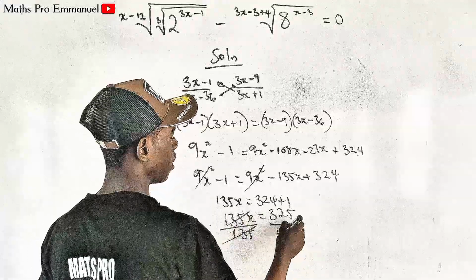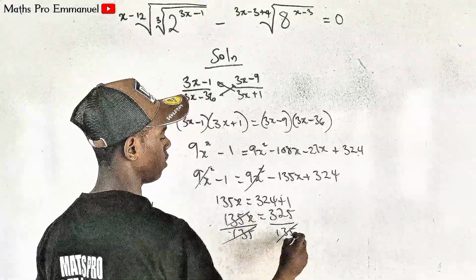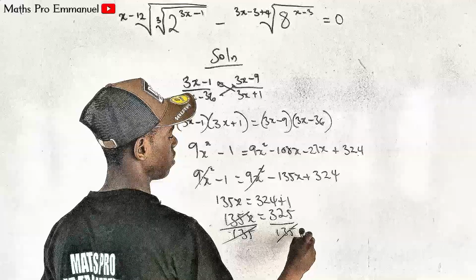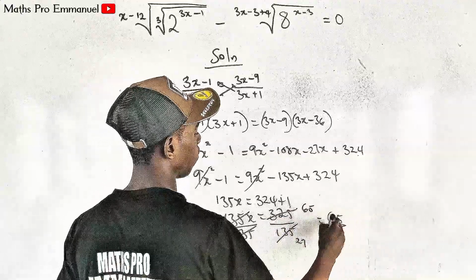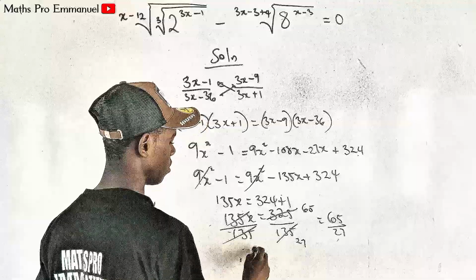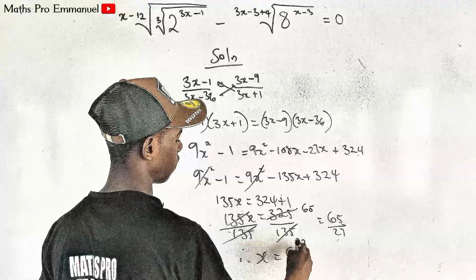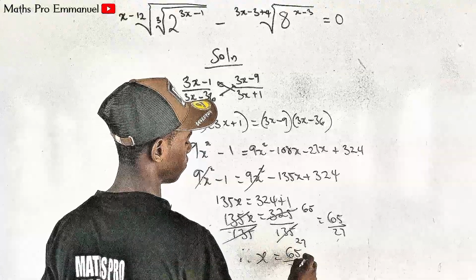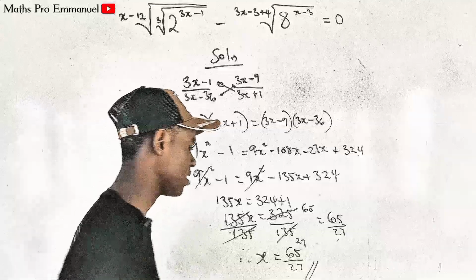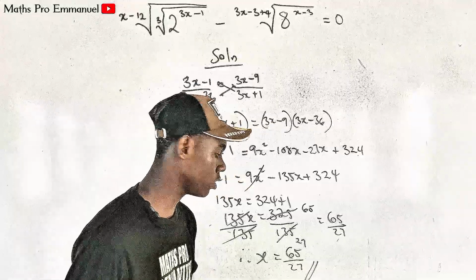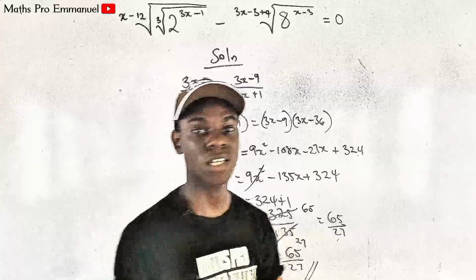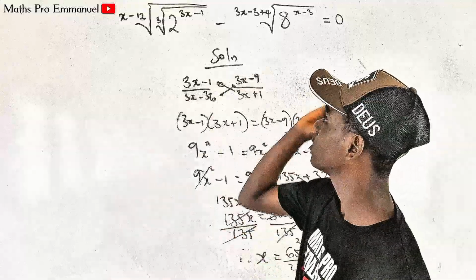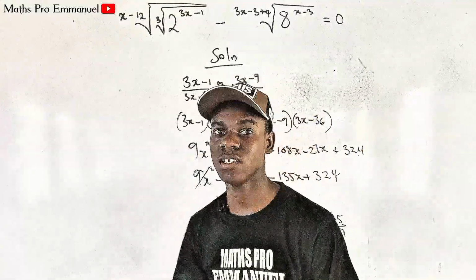Now 5 will go into 135, 27 times. 5 will go into 325, 65 times. So I'll have 65 over 27. So now x is equal to 65 over 27. Hope this is showing. Okay, it's showing. So this is the answer: x is equal to 65 over 27. That's the answer to this complex question you're seeing here.